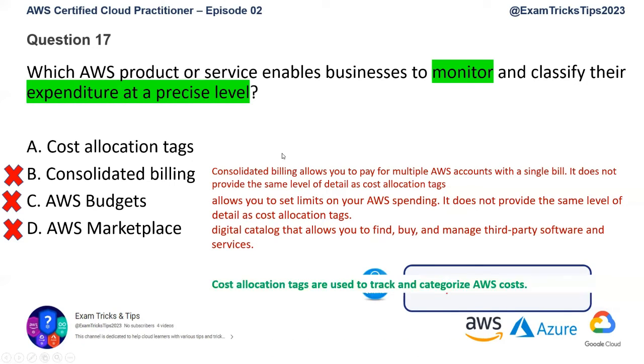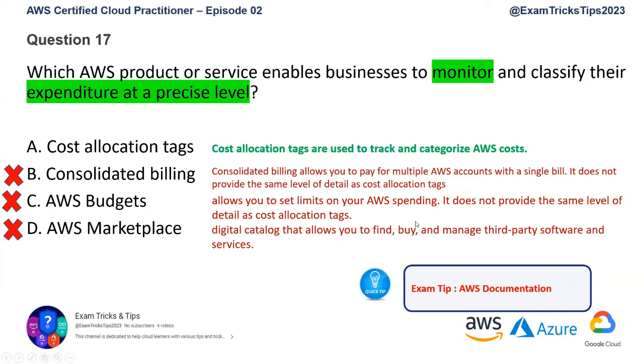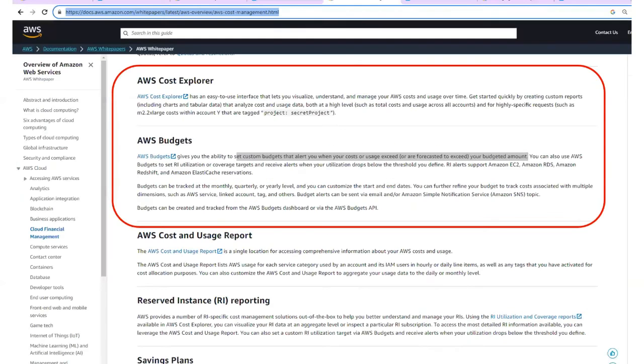Cost allocation tags, that's the right answer. And in fact, as you can see, when we were ruling out, the wording itself indicated that we were all leaning towards option A, cost allocation tags. Essentially, you can tag your resources and then use those tags to create reports and classify them based on what expenditure is happening. So this is the best tool that you can have for classification and monitoring your expenditure at a detailed level. So that's the answer. Cost allocation tags, option A for question number 17.